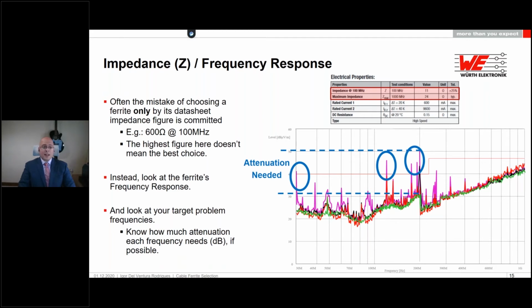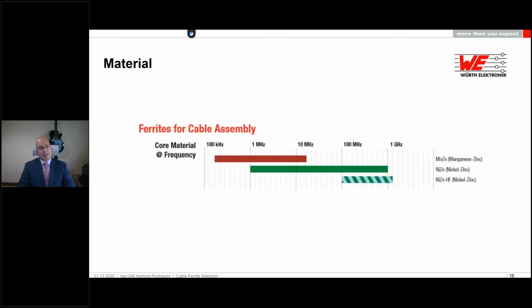The cable ferrites are mainly made out of these 3 different materials: manganese zinc for the lower frequencies, nickel zinc for the mid to high frequencies, and nickel zinc HF, or nickel zinc high frequency, for higher frequencies.